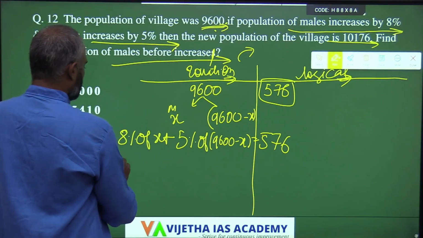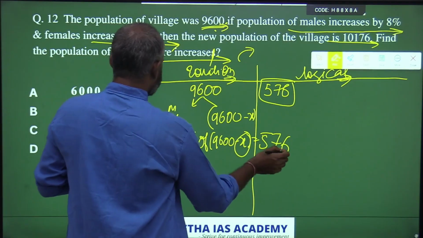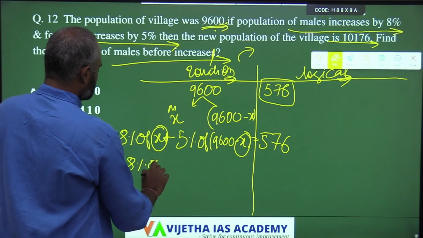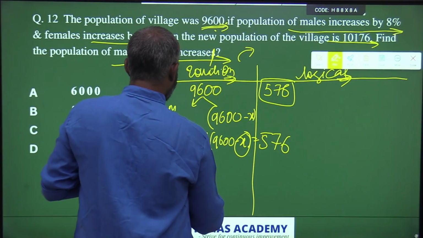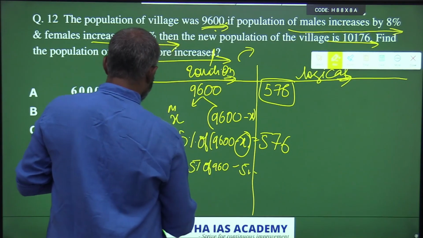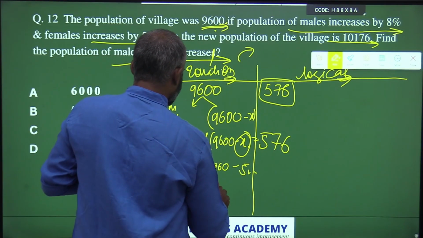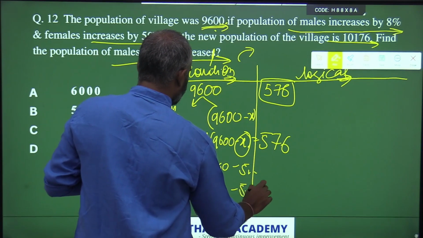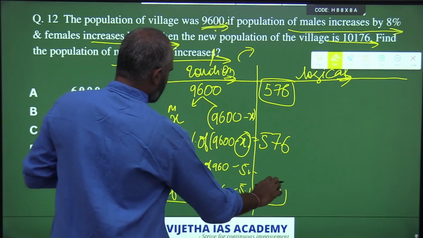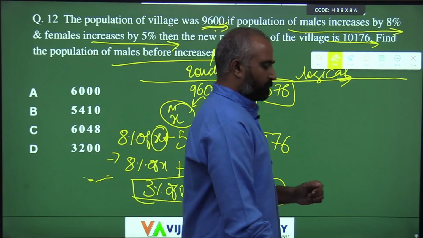Okay, now you see this is a single equation, right? So there is only one variable x. So 8% of x plus 5% of 9,600 minus 5% of x. So you will get ultimately 3% of x equals 576 minus 5% of 9,600. Solve this equation, you will get the value of x, and x is the males present. I hope this is simpler.